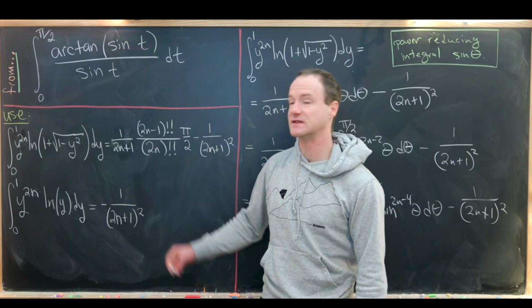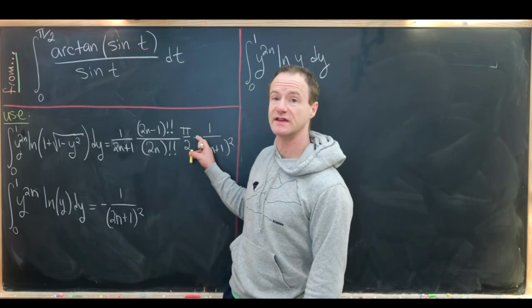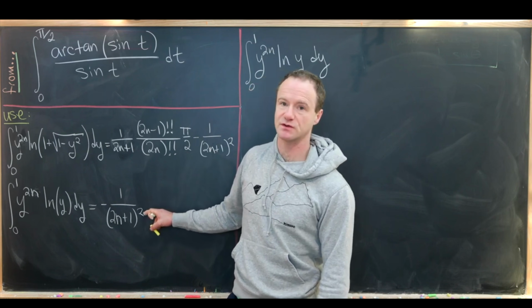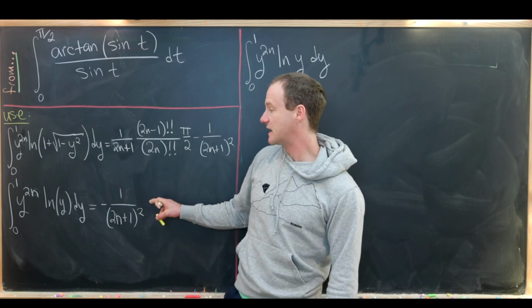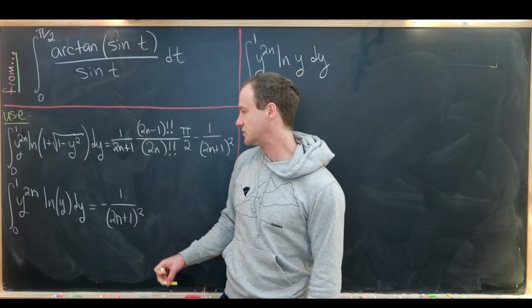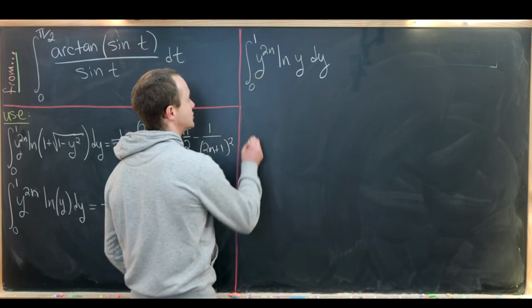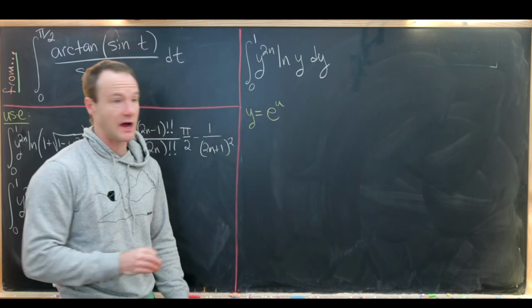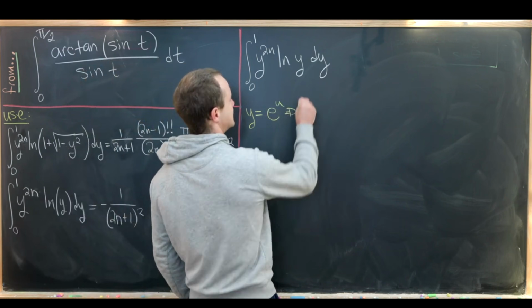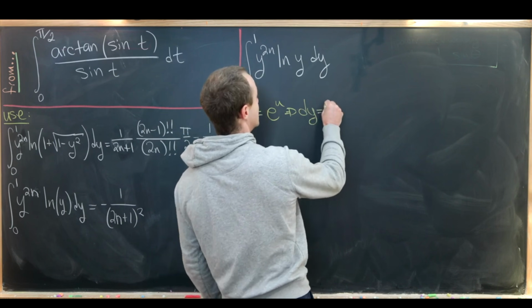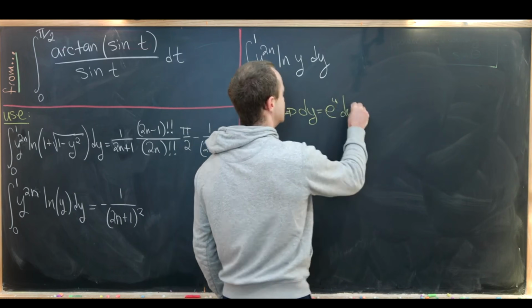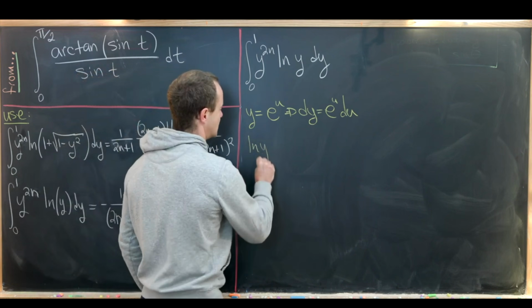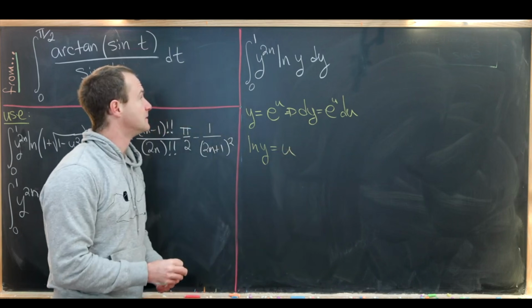Okay, so now let's move on to the second one. So we just got done deriving this identity, and now we're ready to look at the second one. We could do this second one with integration by parts as well, but it's a little bit simpler to do it with a substitution. The substitution that we'll do is y equals e to the u. So dy is equal to e to the u du just by taking the derivative there. Then furthermore, the natural log of y is just equal to u.